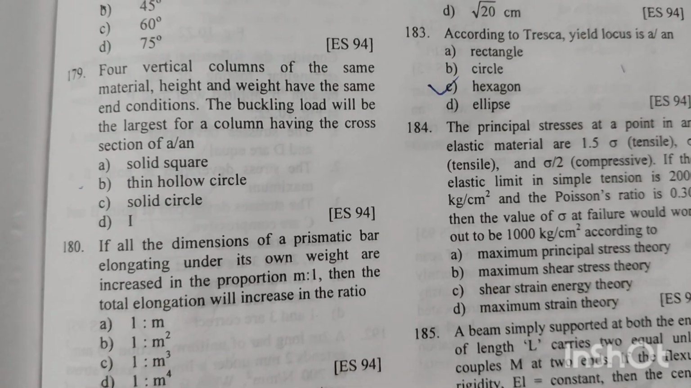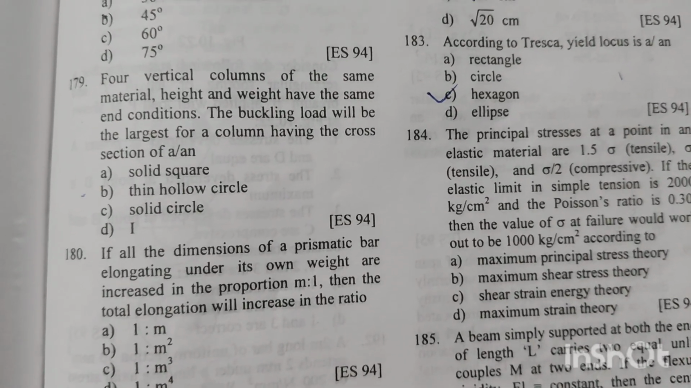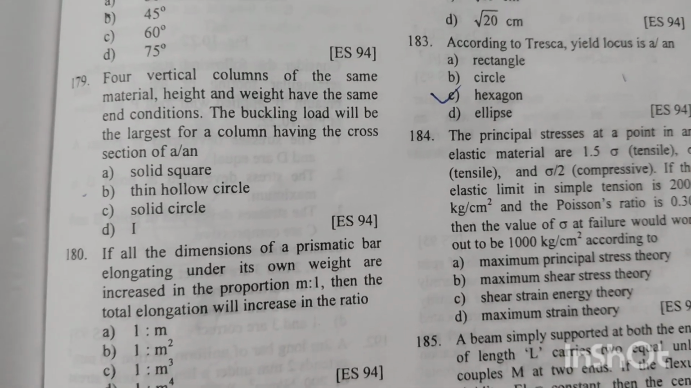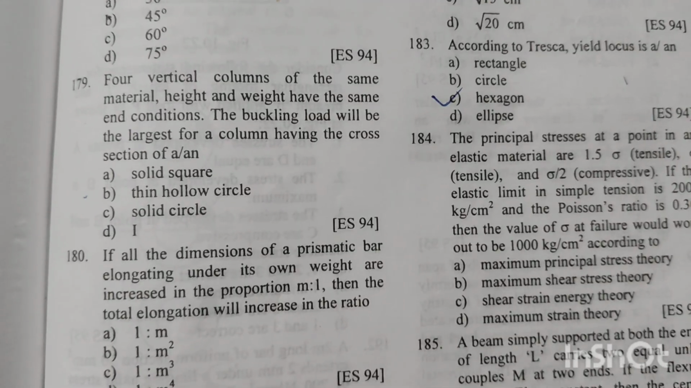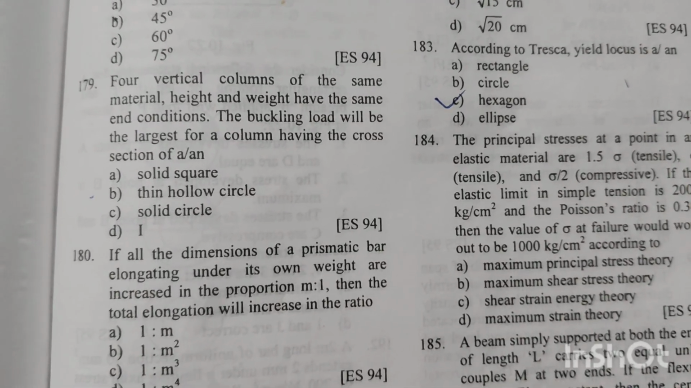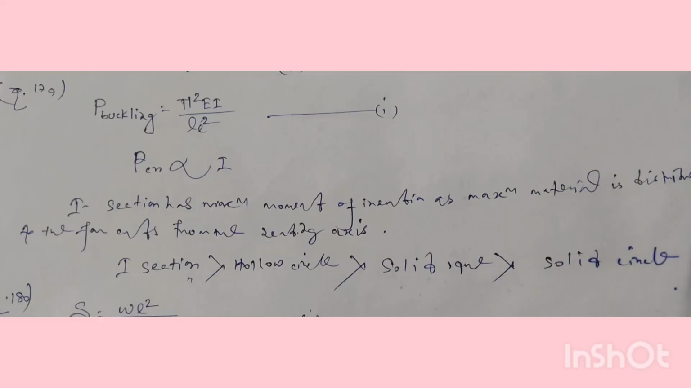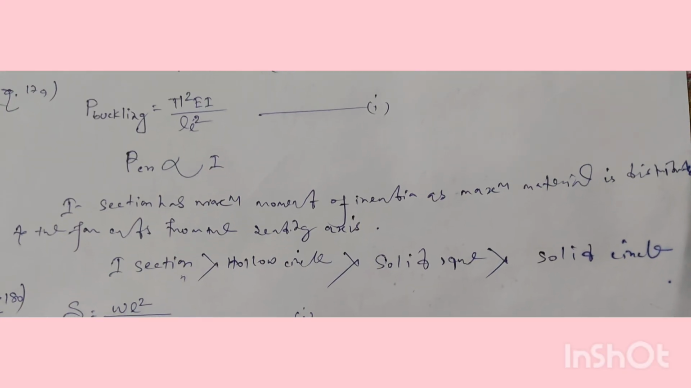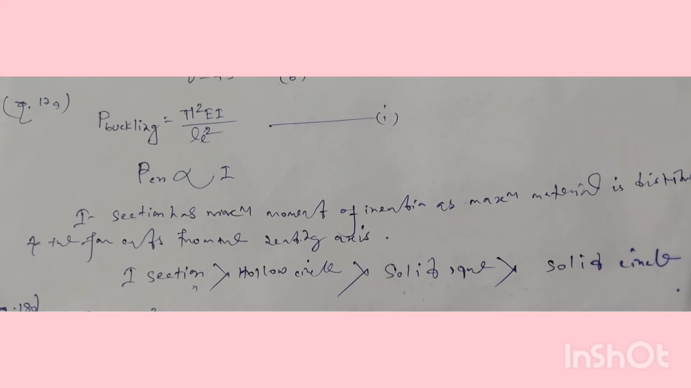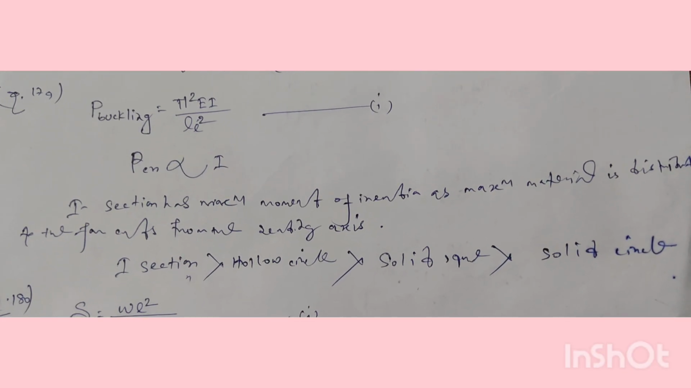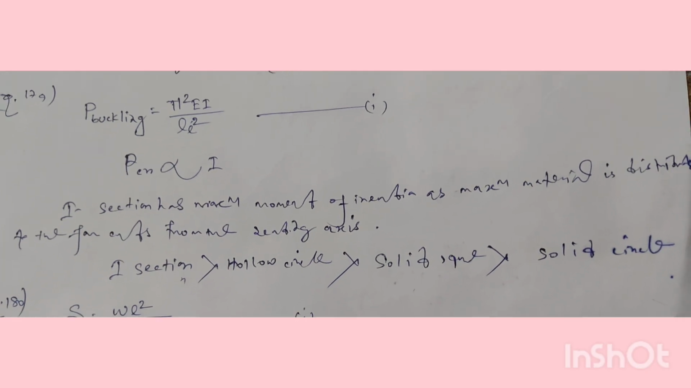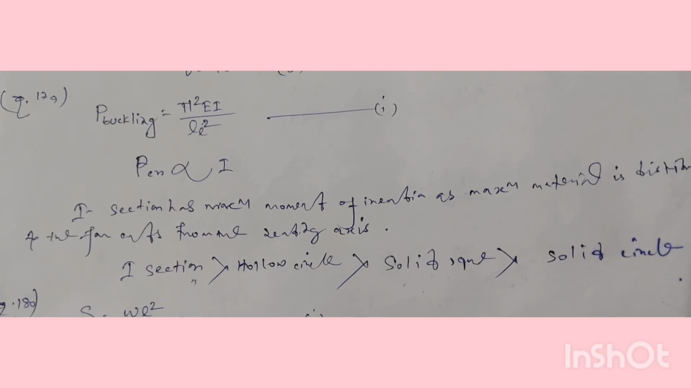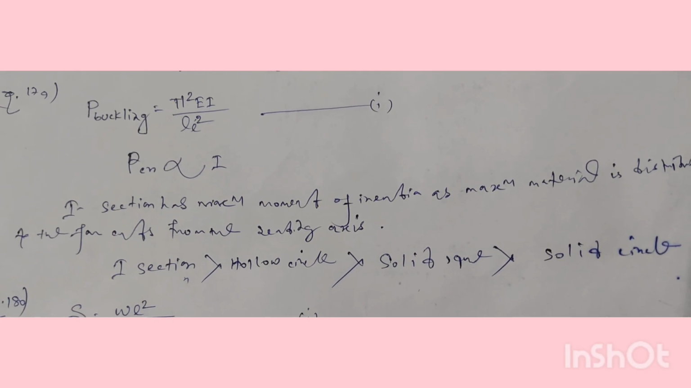Question number 179. Four vertical columns of the same material, height and weight have the same end conditions. The buckling load will be the largest for a column having the cross section of. We know the formula for buckling load or crippling load: P is equal to pi square EI by LE square. E is the Young modulus of the column material, I is the moment of inertia of the column section, and LE is the effective length of the column.